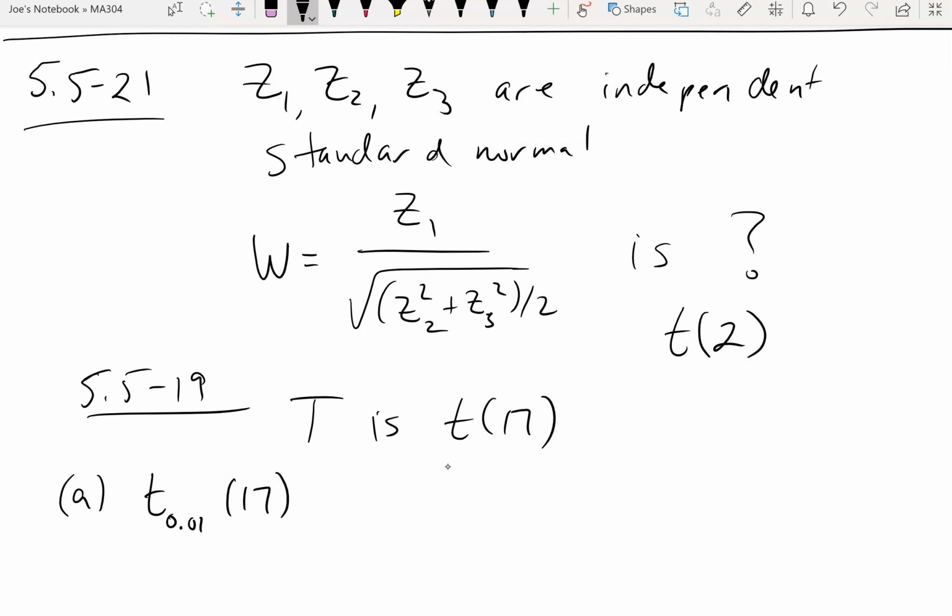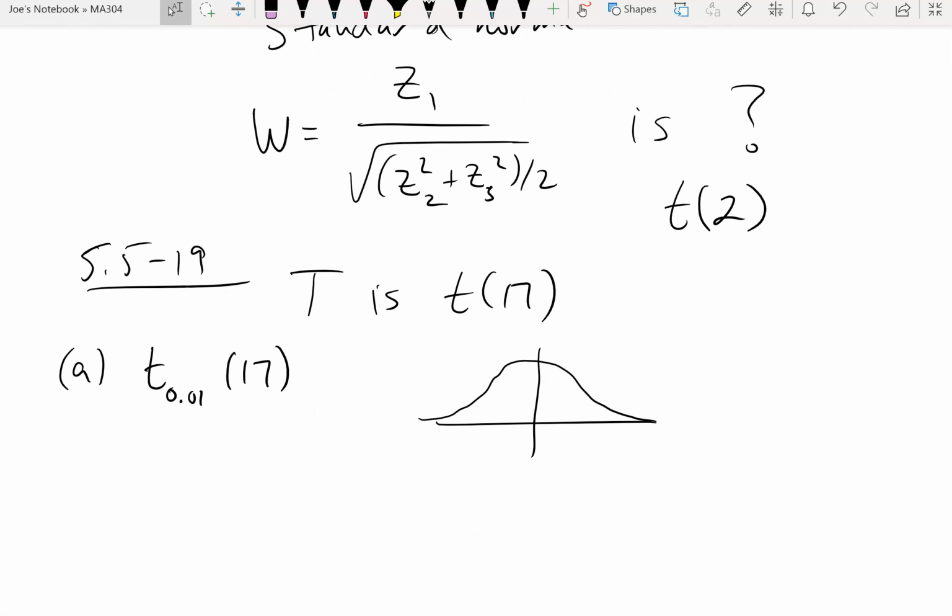So what this means, and again I told you it works just like the chi-squared table, except that it's a different distribution. Your t distribution looks a lot like your normal distribution. That doesn't quite look normal, but that's okay. Pretend like it's a normal distribution. It's hard to draw.